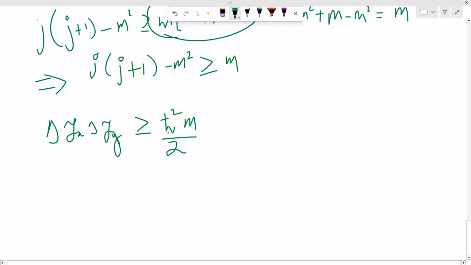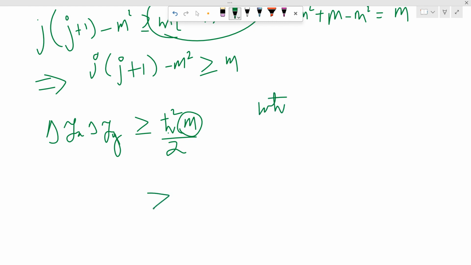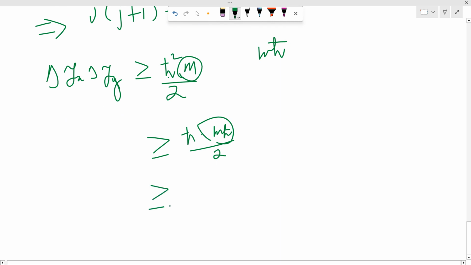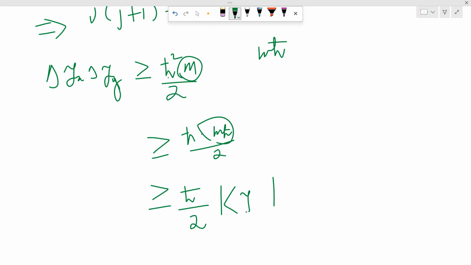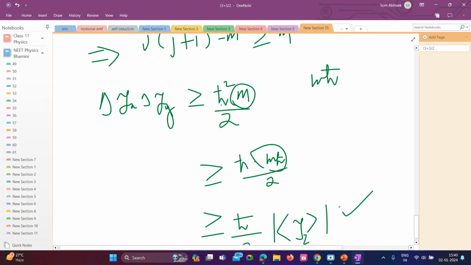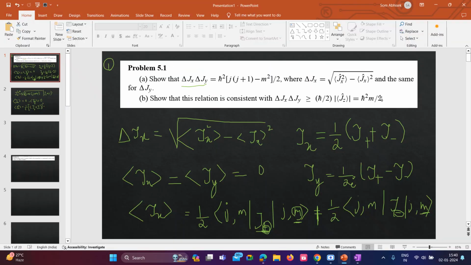Right? This is your eigenvalue of Jz. Eigenvalue of Jz is what? mħ. So I can write it separately as greater than or equal to ħ into mħ by 2. Okay. mħ is the eigenvalue of what? Jz, isn't it? So I can write it as mod of the expectation value of Jz, which was in the question. If you see the question, it is there in the question. Okay, so yeah, this was the question.